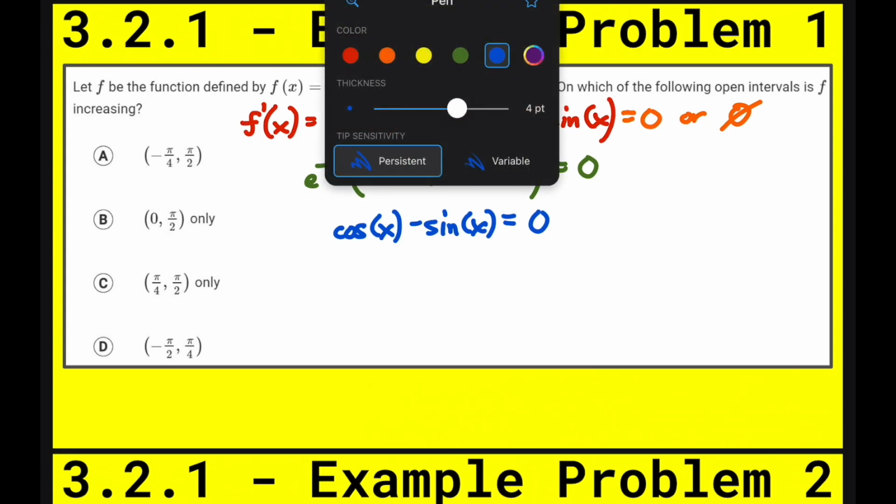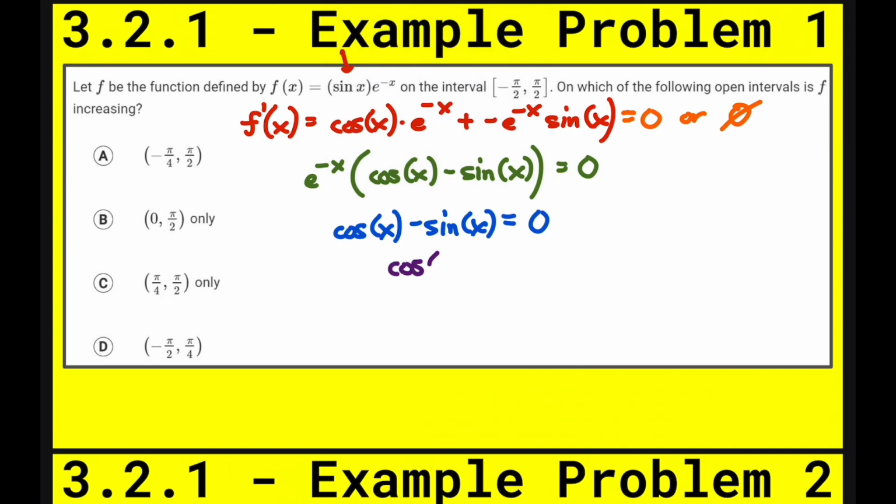All right, to solve this, we're going to need some trig. I'm going to add sine x to both sides. So now we need to figure out where is cosine x equal to sine x. Well, hopefully you have the unit circle memorized, because it is a prereq in this class. And you would know that it's x equals pi over 4 and 5 pi over 4. But 5 pi over 4 is actually outside of the interval, so we don't need to worry about it, so I'm going to erase that, and we just need the pi over 4.